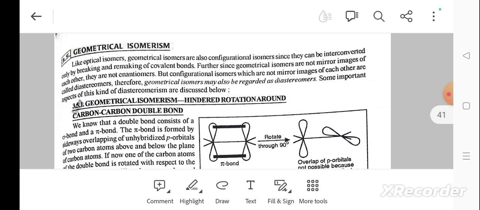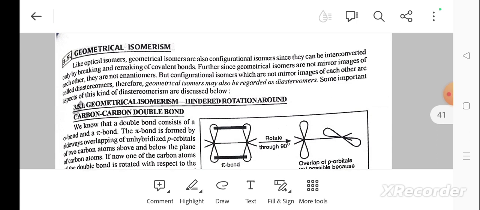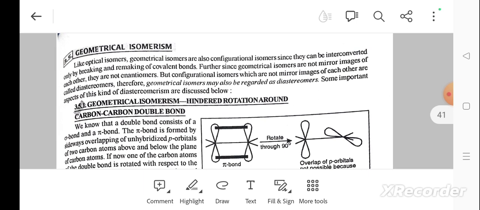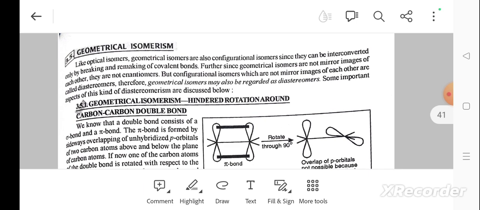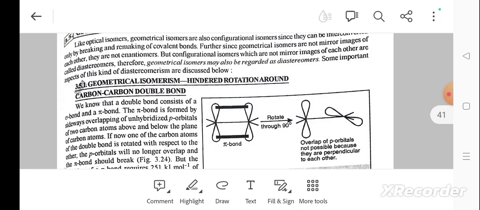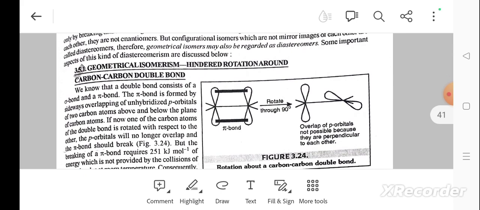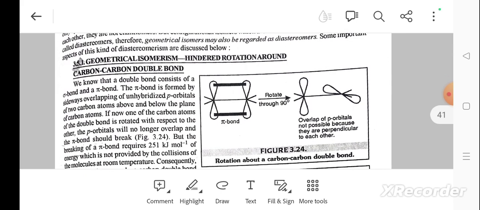Geometrical isomerism. Like optical isomerism, geometrical isomerisms are also configurational isomerism, since they are interconverted only by breaking and remaking the covalent bond. Further, since the geometrical isomers are not mirror images of each other, they are not enantiomers, but configurational isomers which are not mirror images of each other and are called diastereomers. Therefore, the geometrical isomerism may be regarded as a diastereomerism. Some important examples of this kind of diastereomer are discussed below.